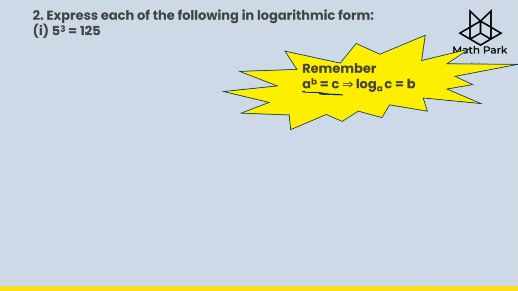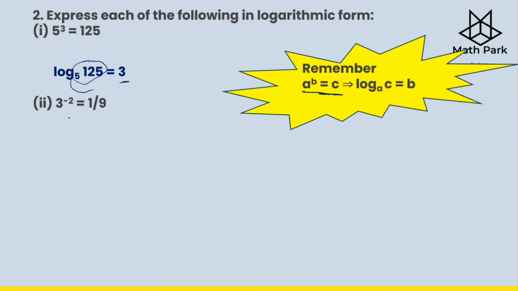So 5 cube is equal to 125. Writing this in the logarithmic form, we get log of 125 to base 5 is equal to 3. So again, understand the relation here. 5 to the power what will give 125? So 5 cube. This is how we get the answer here. So log of 125 to base 5 is equal to 3.